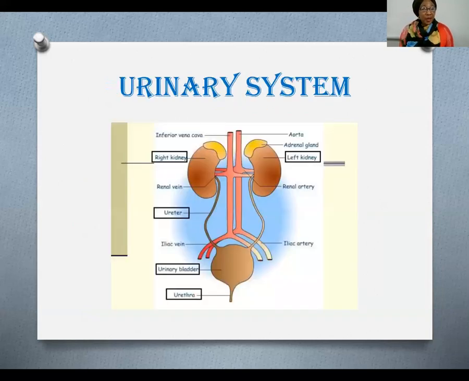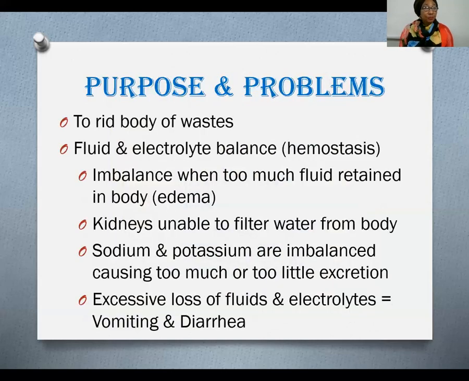The urinary system is another one that we have to take care of. It gets rid of the waste in our body, and it handles fluid and electrolyte balance. Fluid imbalance will cause fluid retention, and as a result, you see a lot of swelling in their legs, especially. The kidneys will be unable to filter water from the body. There will be a sodium and potassium imbalance, and then excessive loss of fluids, like if they have diarrhea and vomiting.